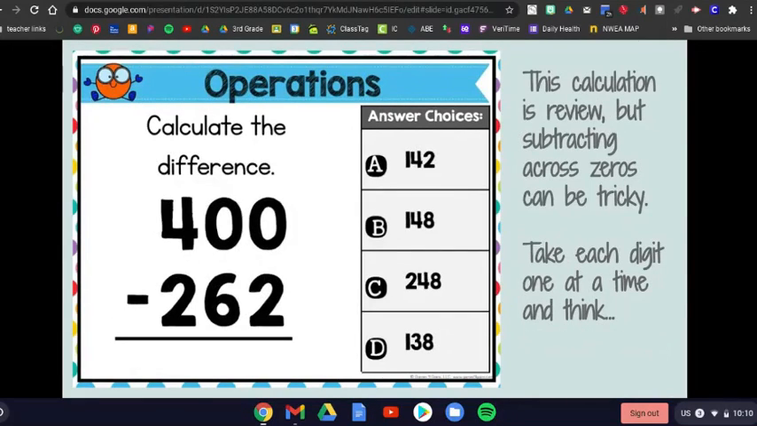Number 2, it's kind of hard to do because I don't have a whiteboard to show you, so we're just going to take a look at it. It says calculate the difference, so it wants you to subtract the numbers. And this calculation is review because we've done some of these things before, but it has 2 zeros to subtract across, which can be tricky. You're going to take each place value one step at a time. Your answer choices could be A, 142, B, 148, C, 248, or D, 138.